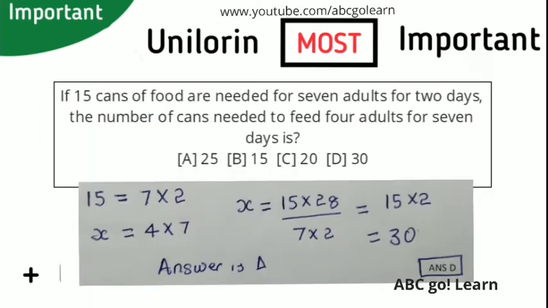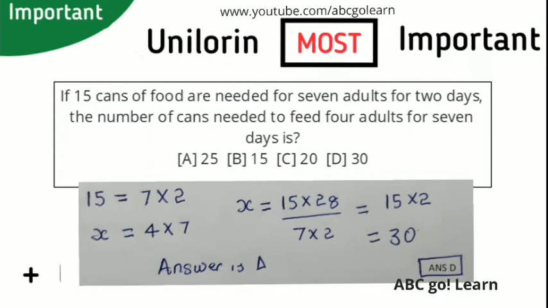Okay. Question number 4. If 15 cans of food are needed for 7 adults for 2 days, the number of cans needed to feed 4 adults for 7 days is: A. 25, B. 15, C. 20, D. 30. How would you know the answer now?